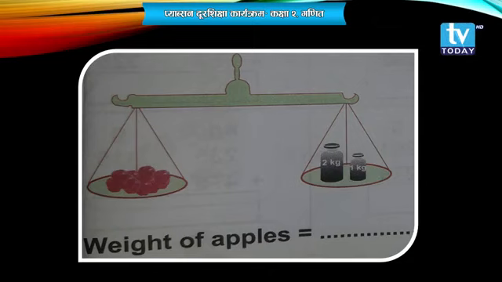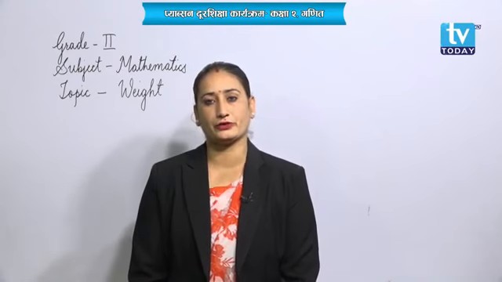Okay, how many kg is there? See, students, 2 kg and 1 kg. Now, tell me, students, what is the weight of that apple? 2 plus 1 kg, it's 3 kg. The weight of that apple is 3 kg. Okay? Just like this, we have a next picture also.